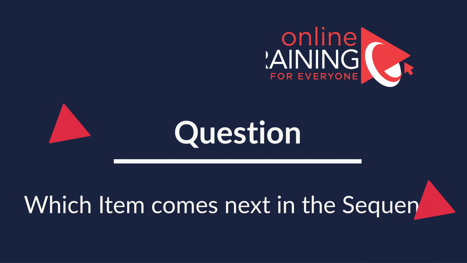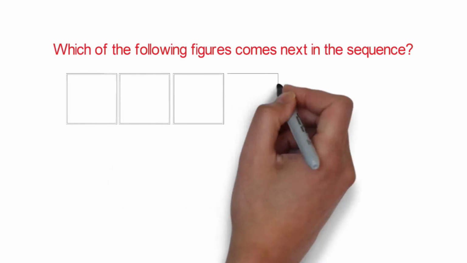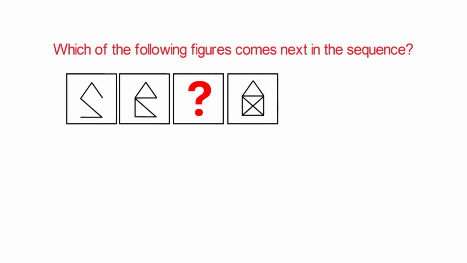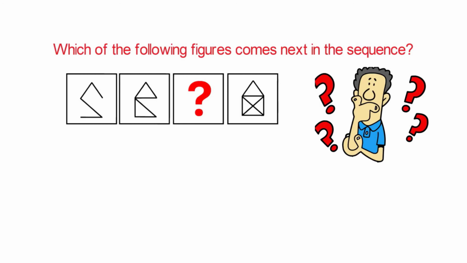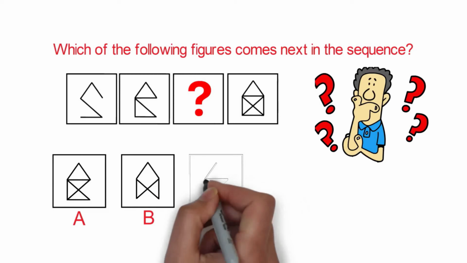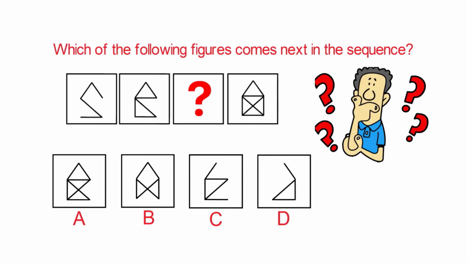Here's an example of an excellent problem that you frequently see on the test. You're presented with the series of shapes, and you need to determine which of the following shapes comes next in the sequence. You have choices A, B, C, and D.